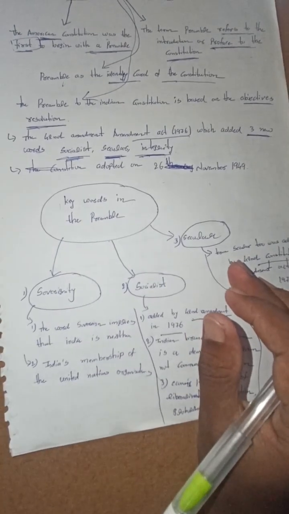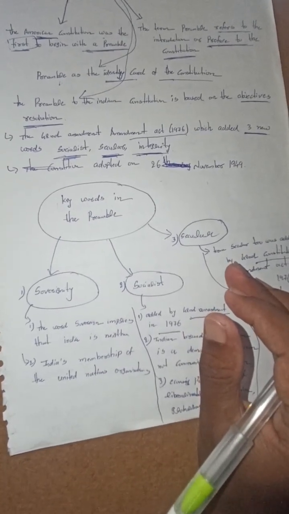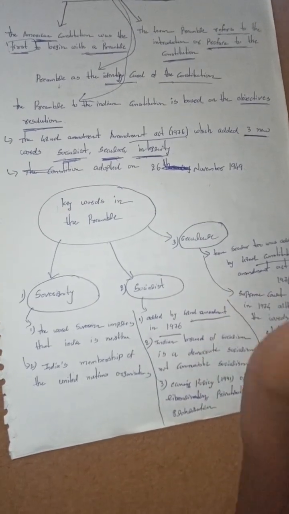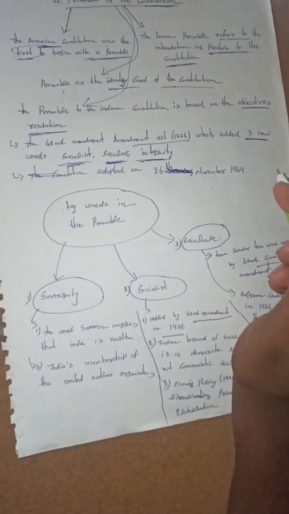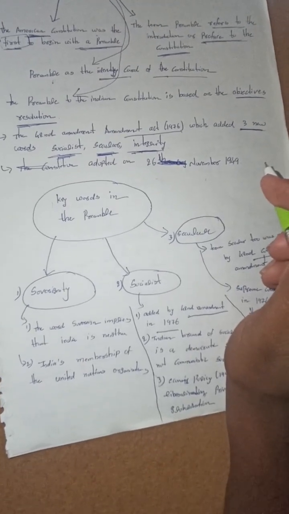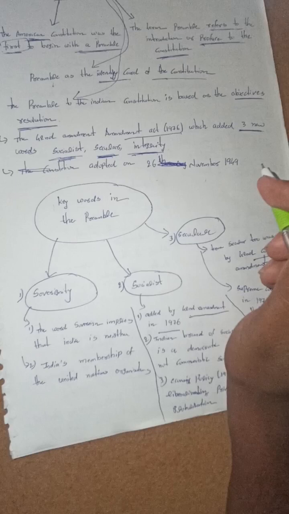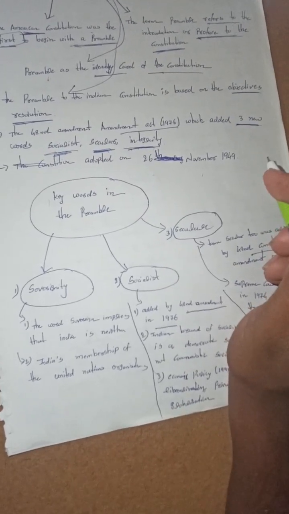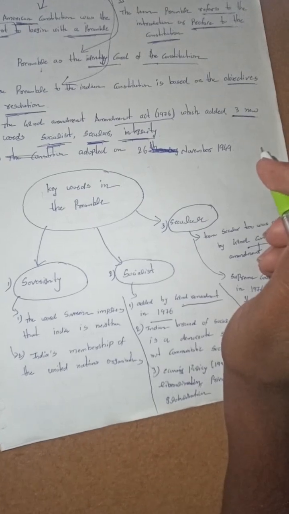Now, the ingredients of the preamble. Source of authority: the preamble states that the Constitution derives its authority from the people of India. Date of adoption: it stipulates November 26, 1949 as the date.